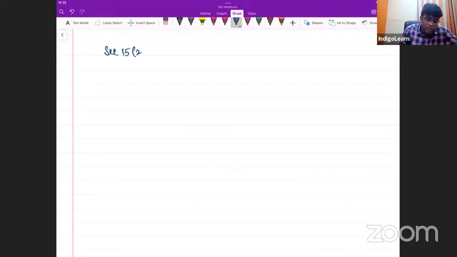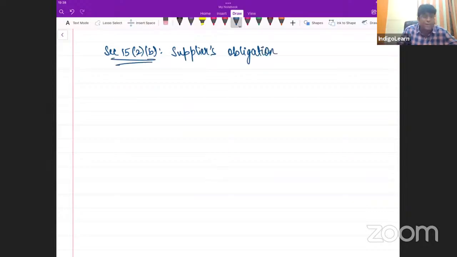Section 15(2)(b), simple but very powerful. That is supplier's obligation. Come on, whose obligation, sir? Supplier's obligation. Before that, somebody is asking, sir, whether TDS will also be included?